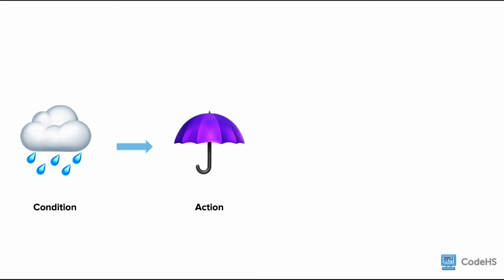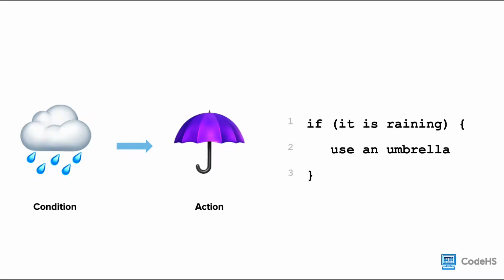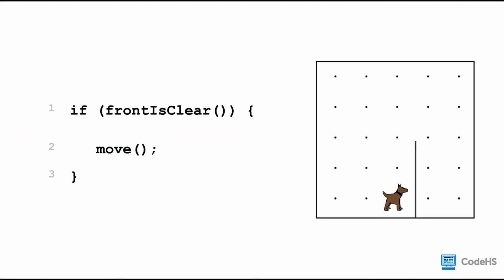Let's take a look at some examples of real-life if statements. We can say if it's raining, then you can use an umbrella. In code format, this would look like this. If it is raining, use an umbrella. In Karel, what does that look like? Well, if the front is clear, then you can move. You wouldn't want to move if the front was blocked. That would be a bug.